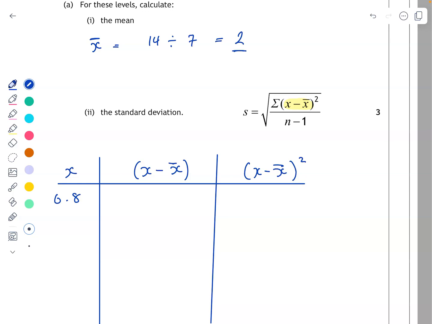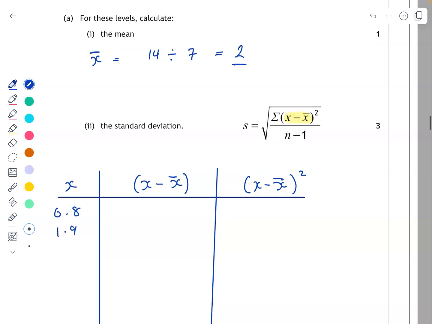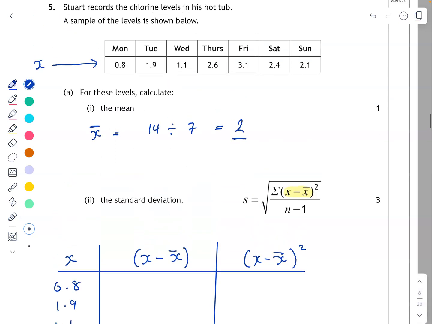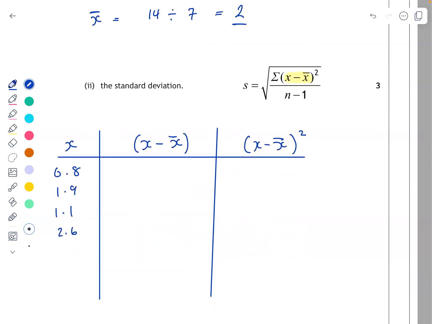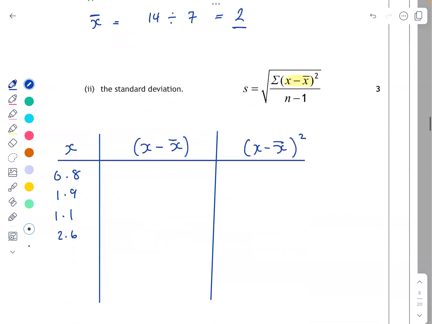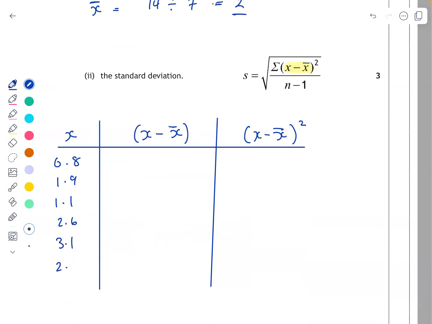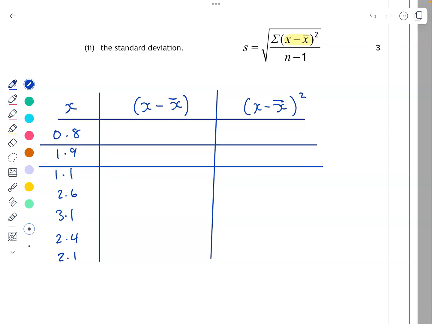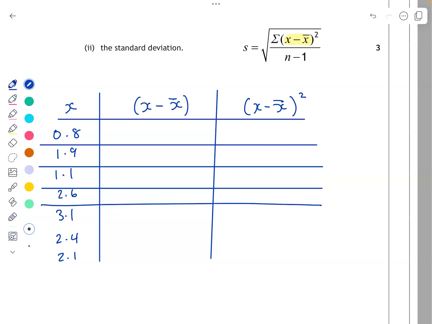I'm actually going to put all these x values in first, and I'll maybe show you why in a minute. 0.8, 1.9, 1.1, 2.6, 3.1, 2.4, and then finally 2.1. I'll just make that clear, that's a 0. And I'm just putting lines in for these. So I'm just doing a very basic table, really.